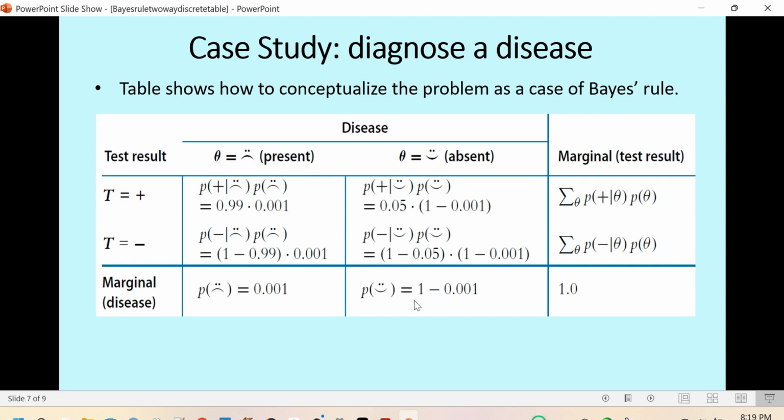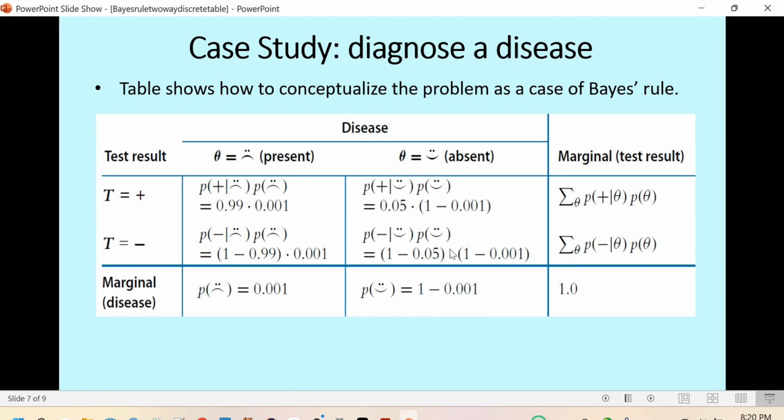So we can see the marginal probability first. This marginal probability, from the table, is like the prior probability. The disease proportion in the population is 0.001, and about 99.9% of the people have no disease, right? So this is 0.001 and this is 0.999 for the marginal probability of disease proportion.